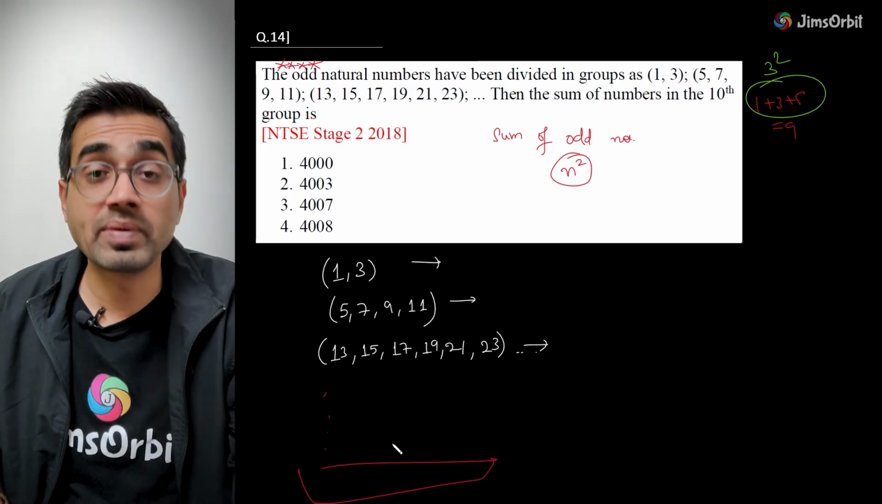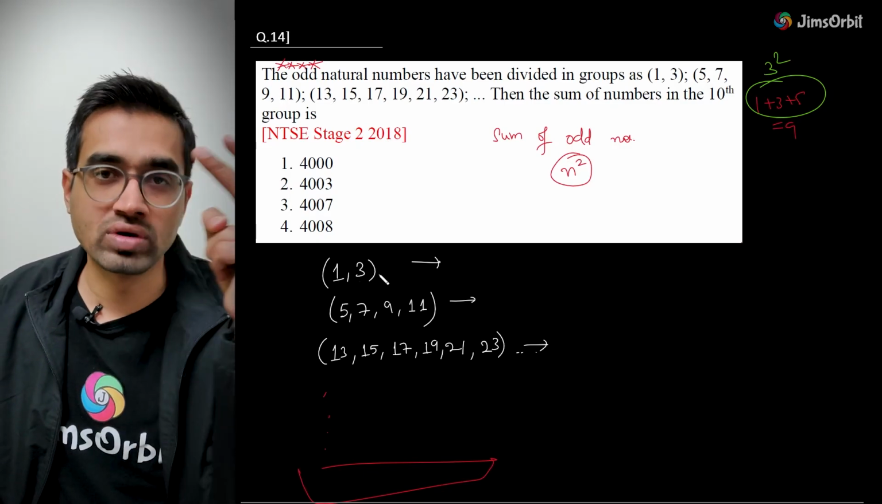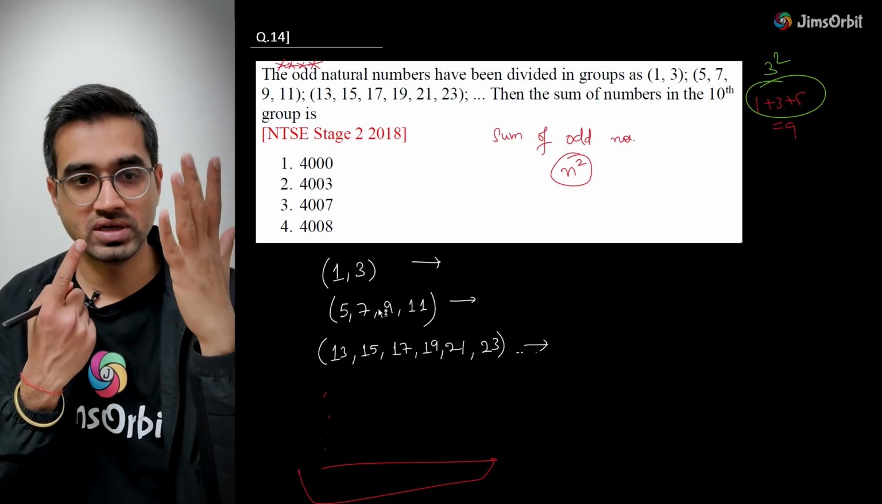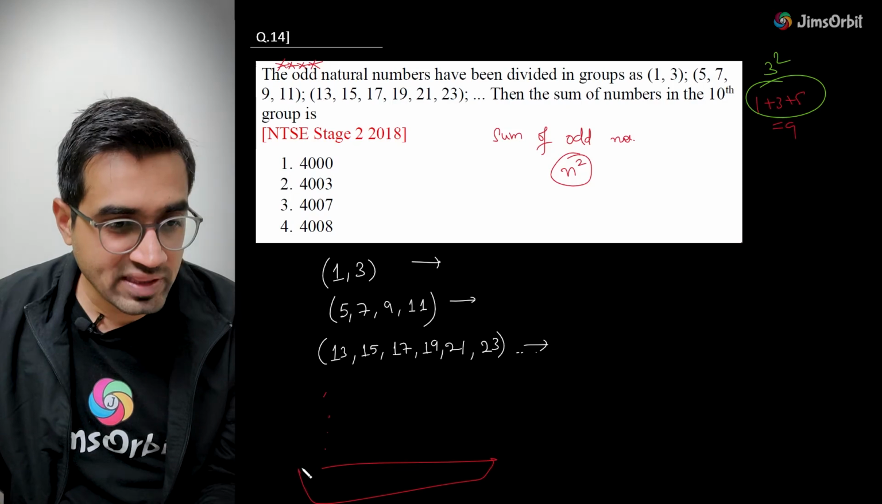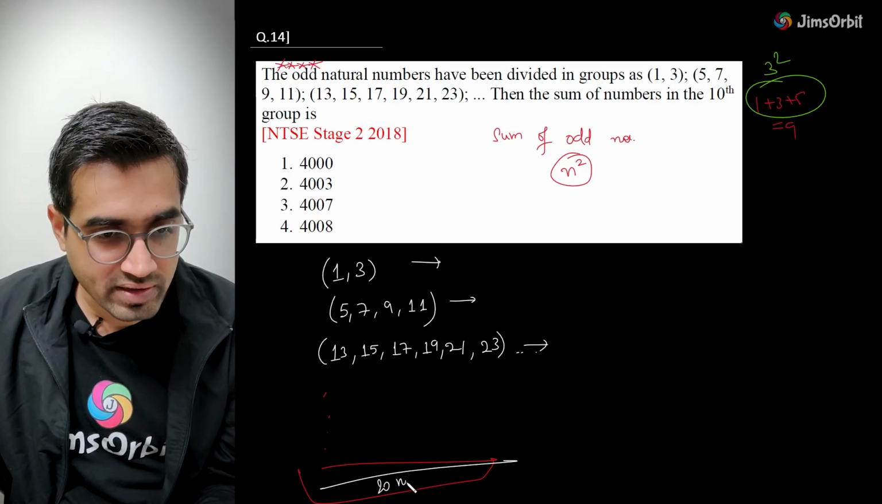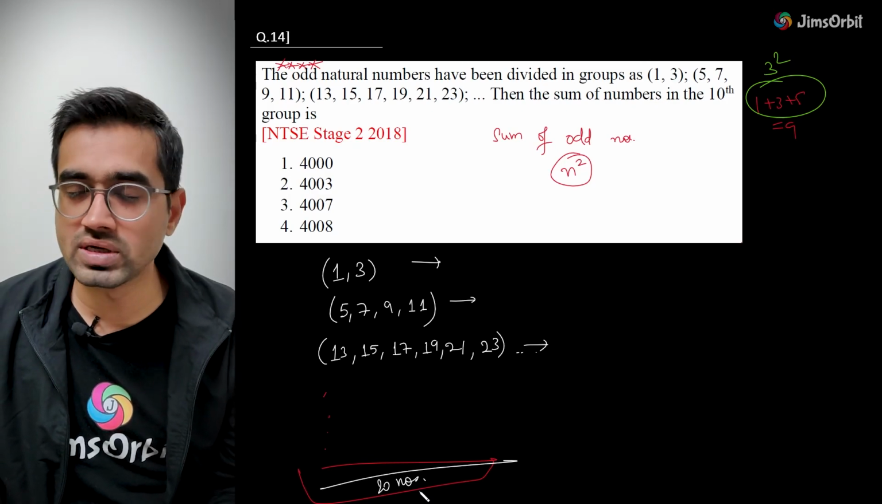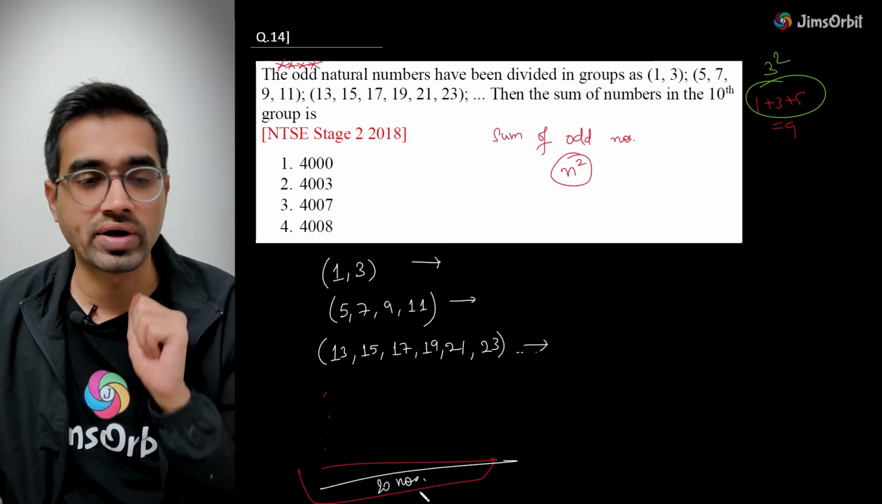So then, if I have to add the numbers in the 10th group, there will be many numbers. How many? In the first group, there are 2 numbers. In the second group, there are 4 numbers. In the third group, there are 6 numbers. So in the 10th group, there will be 20 numbers. It's just doubling. But what will the numbers be? If you go by the conventional approach, it will take a longer time. Now understand the tricky approach, the short trick approach.